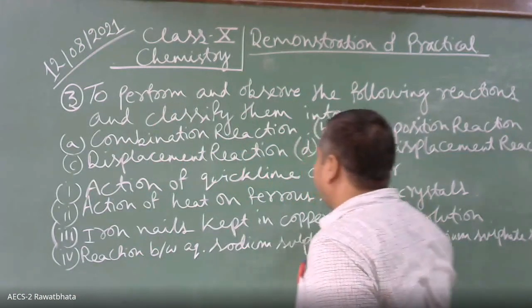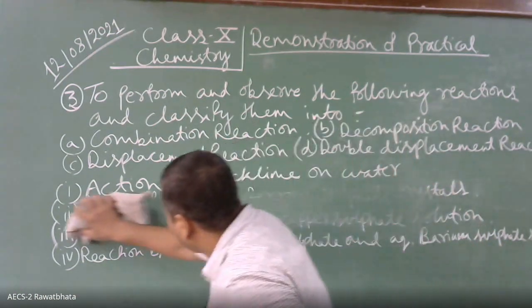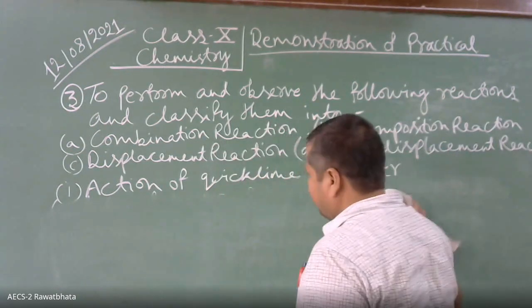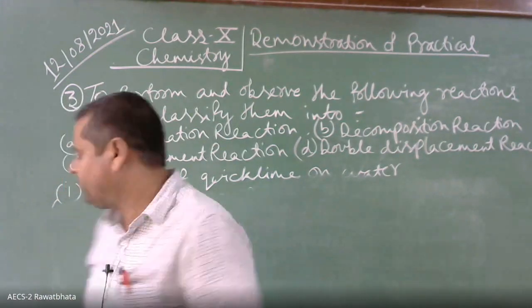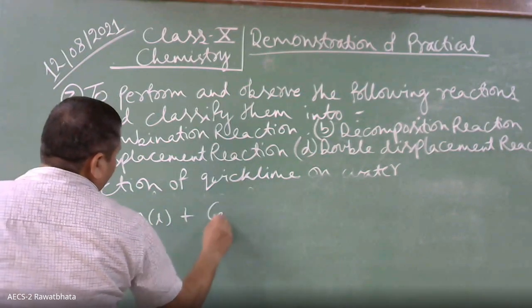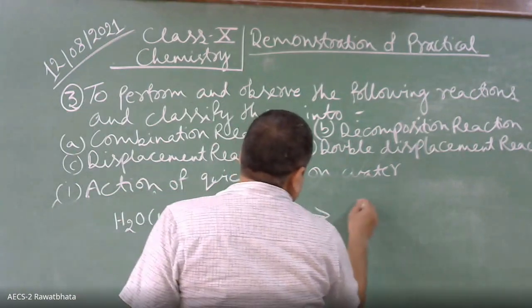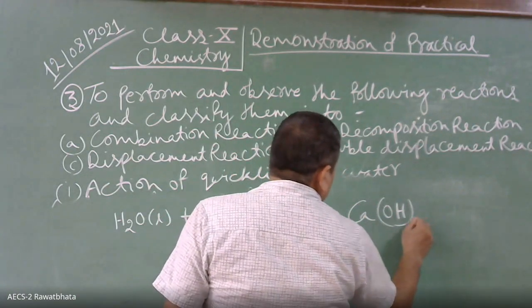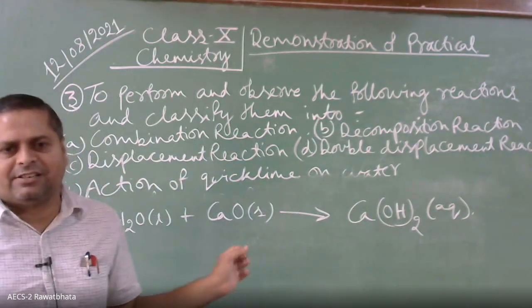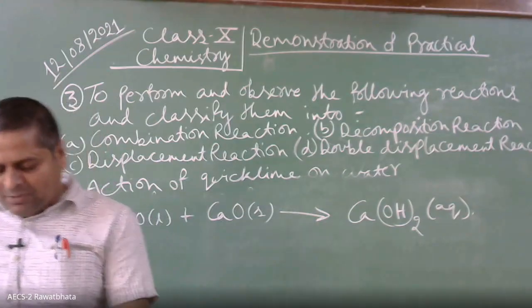Now I'm going to rub this and we will write the first one only. Action of quicklime on water. First of all, we will write the chemical equation and then we will perform it. H2O, liquid, plus CaO, solid, gives calcium hydroxide. Any problem, children? No, sir. So what kind of reaction is this? Combination reaction. Why is it combination? Because two reactants are combining to form a single product, only one product is formed.